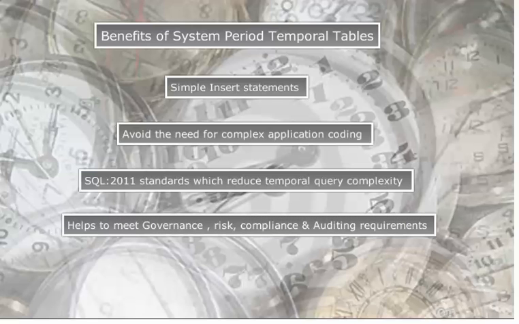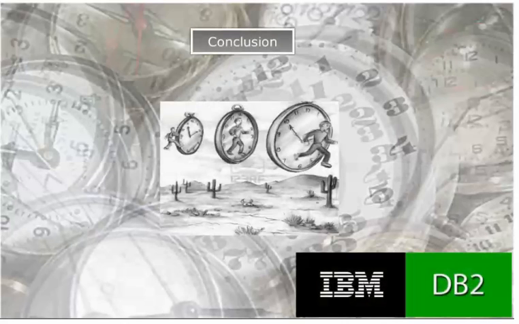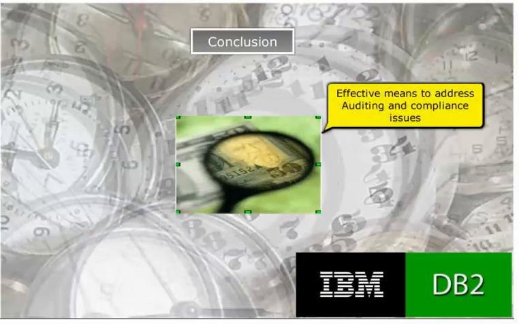Compliance and auditing regulations require many organizations to keep a history of data changes so that they can go back in time to verify data existence at any given point. Transparently maintain a system history of all data changes, with system-generated timestamps which are managed as system time periods. Step into the DB2 time machine and experience the cost-effective means to address auditing and compliance issues. Overall, DB2 helps improve data consistency and quality across the enterprise.